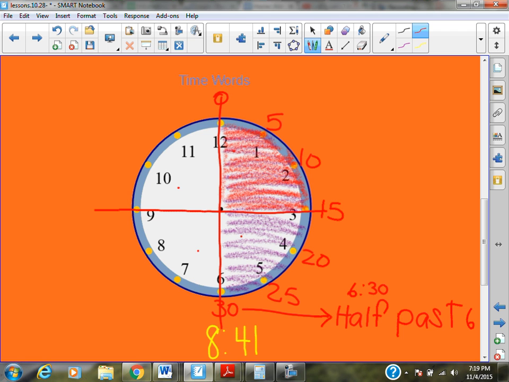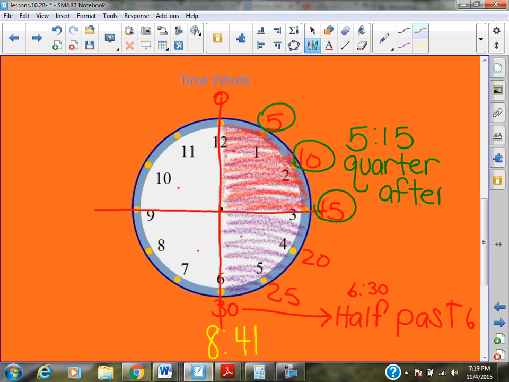So how many minutes are in just this 1/4 of the clock? We can count. We see that there are 5, 10, 15 minutes in this 1/4 or quarter of the clock. Because of that, whenever a time has a 15 at the end, say for instance 5:15, people will use the words quarter after 5. And so when they use quarter after 5, they're letting you know that 15 minutes have passed.